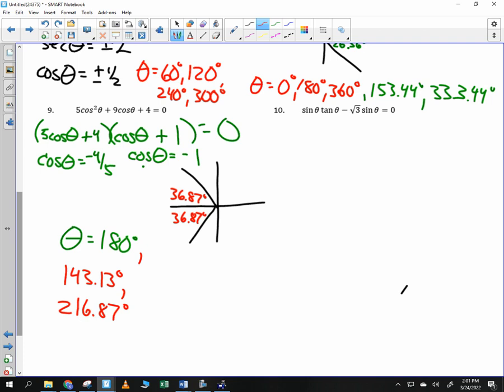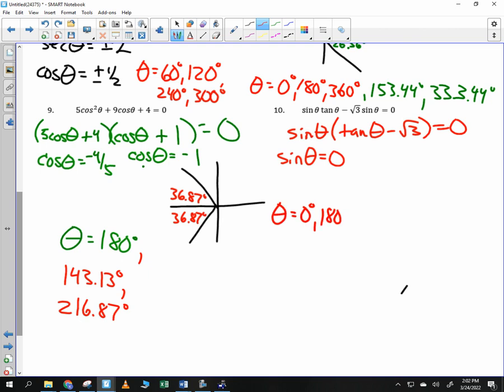What do you want to do for number 10? Take out a sine. Good. Let's factor out sine. And what are you left with? Minus root of 3. So we have 2 equations that we're trying to solve. The first one is when is sine of theta equal to 0? And we have determined that. It was 0 and 180, 360. 180 and 360, good. You guys are sharp.